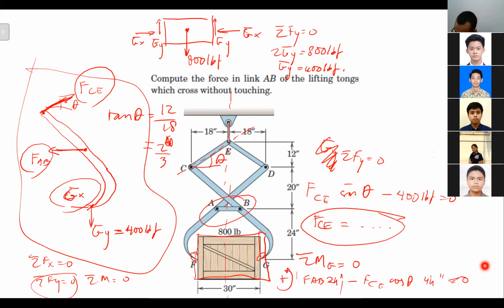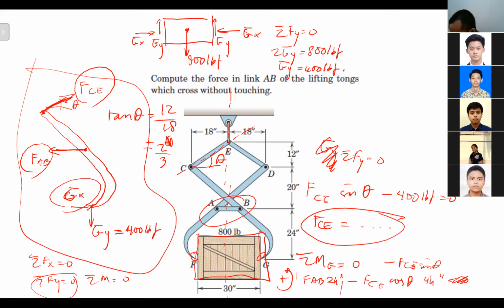Plus, minus, correct, because it's going up. I mean minus. It's not positive, right? It's supposed to be minus, because it's counterclockwise. So minus FCE sin theta multiplied by, is it 27? Because 18 plus 18 is 36, and the grade is 30.